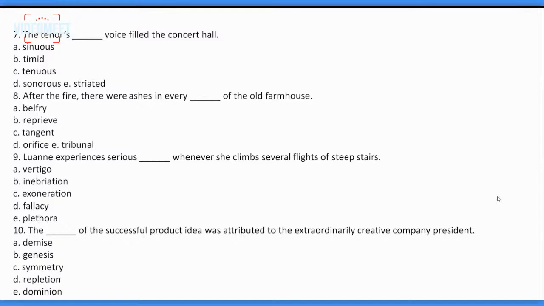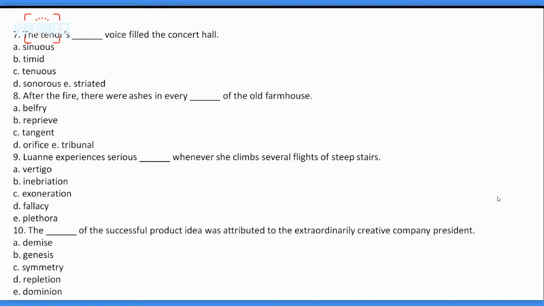That means the grandeur of that voice, the voice produced from the tenor was so larger than life, or so filled with such an impressive effect that it filled the concert hall, right? So the answer for the seventh question would be D.